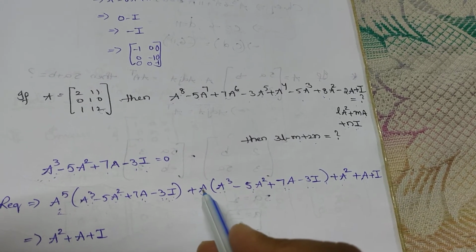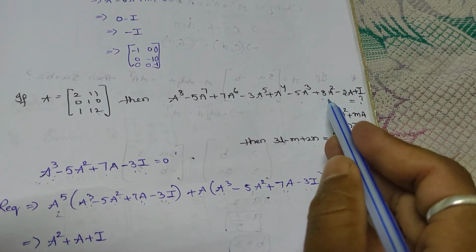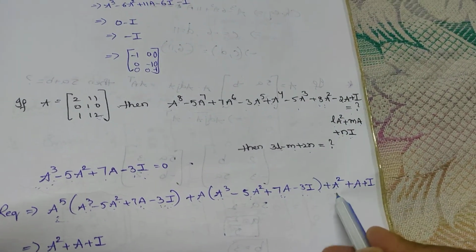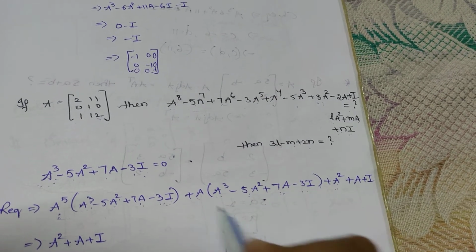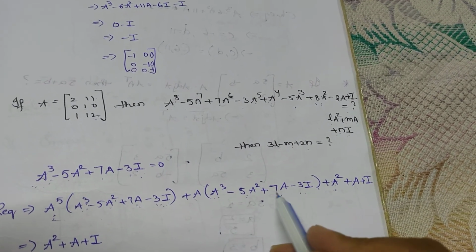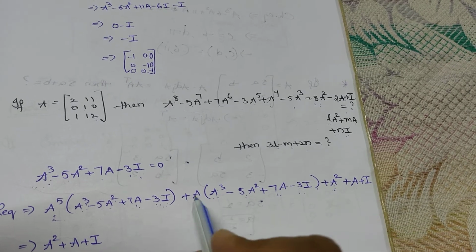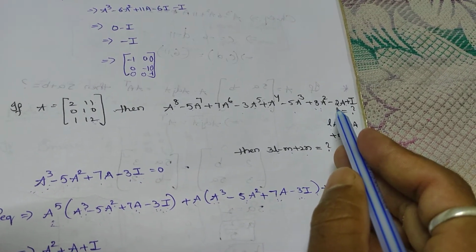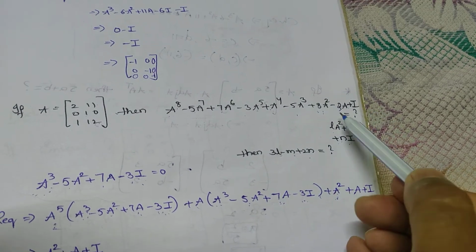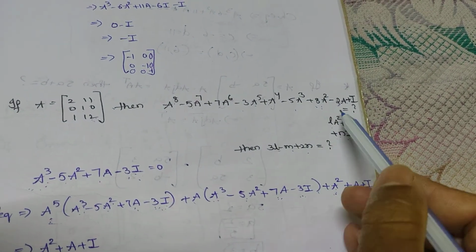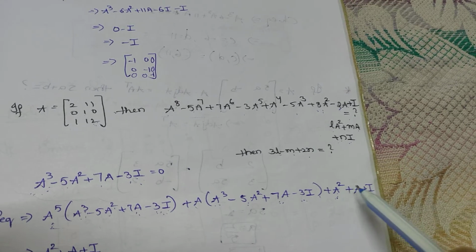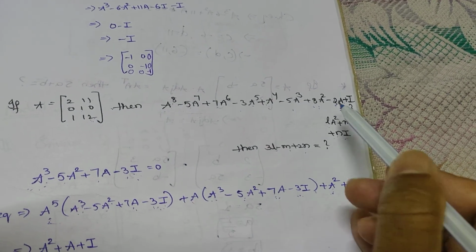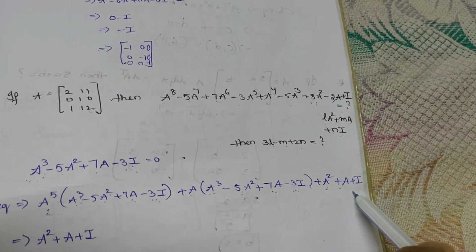So after 7A square, to get 8A square, what do you have to do? Plus A square you have to write here. So balancing done: 7A square plus A square is 8A square. Next, here it is minus 3A, but we want minus 2A only. Minus 3A is there, minus 2A we want, so just add plus A. And we want one more I.